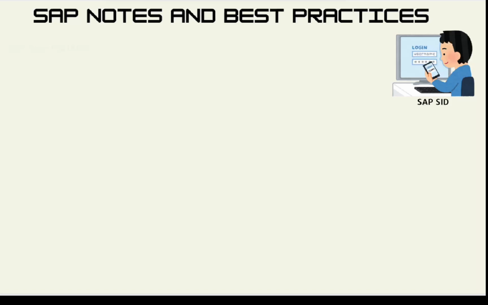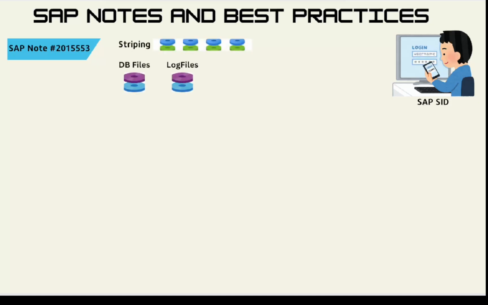Alright, let's start. SAP note number 2015553. What does it say? This one is all about getting the most out of your Azure storage. Here's what it recommends. First up, it recommends you perform striping. Yep, this method again. If you want to boost your total IOPS per volume, SAP says striping is the way to go. Combine multiple disks, increase your overall throughput.